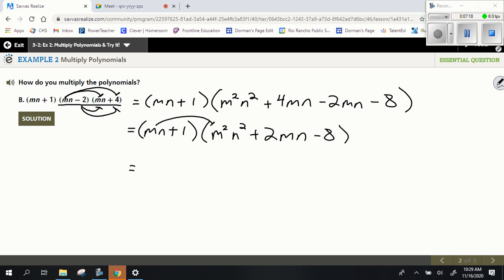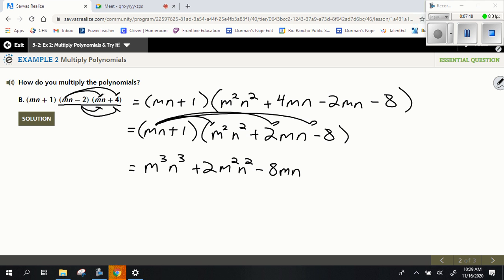So m times m, right? m times m squared is going to give me m to the third power. And then the n times the n cubed is going to give me n to the third power, n cubed. mn times 2mn is going to give me 2, m times m is m squared, and n times n is n squared. And now, negative 8 times mn is negative 8mn.